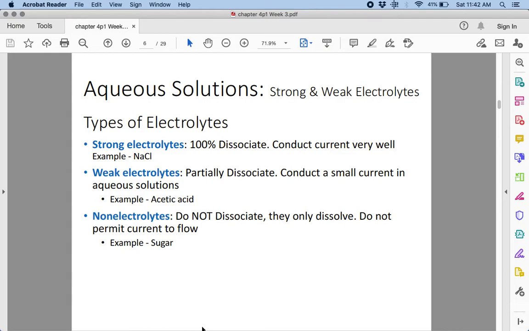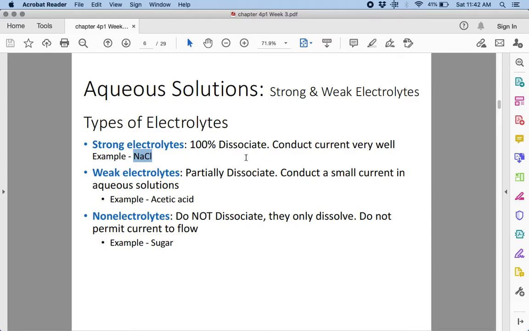So, those three types of electrolytes. A strong electrolyte is a solution where the solute dissociates 100% in water, or the solvent. So the example we gave earlier of NaCl, table salt, dissociates 100%. We get no more NaCl when it's in water. We have Na plus and Cl minus.